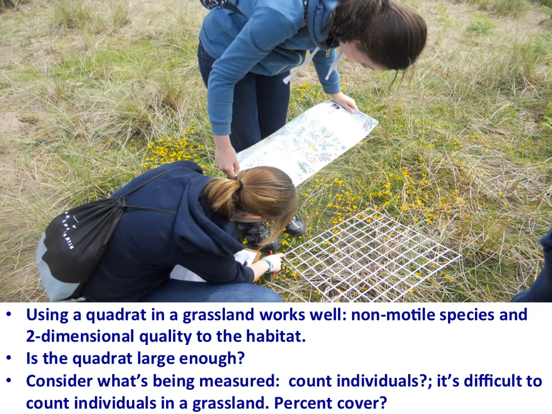Using a quadrat in a uniform habitat, such as a grassland, works well. There are non-motile species here, and the ecosystem is not structurally complex. You have to ask, is the quadrat large enough for what it is that you want to study? And consider the measurements. Are you counting individuals in the grassland? This would be very difficult to count individuals in a grassland. Percent cover might be easier.